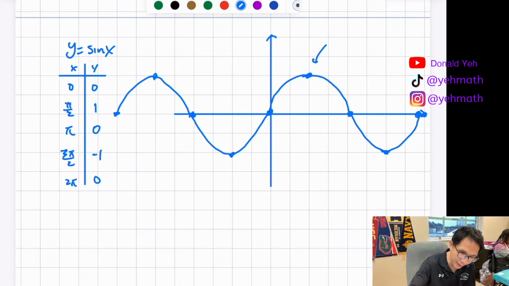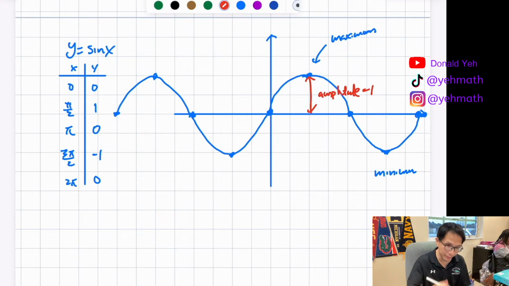So we already said this is the max. This is the min. And what's the distance from here to here? Amplitude, but in this case it is 1. Thank you. The amplitude is 1. It can be from here to here as well. Now remember, amplitude is from the maximum to the midline.